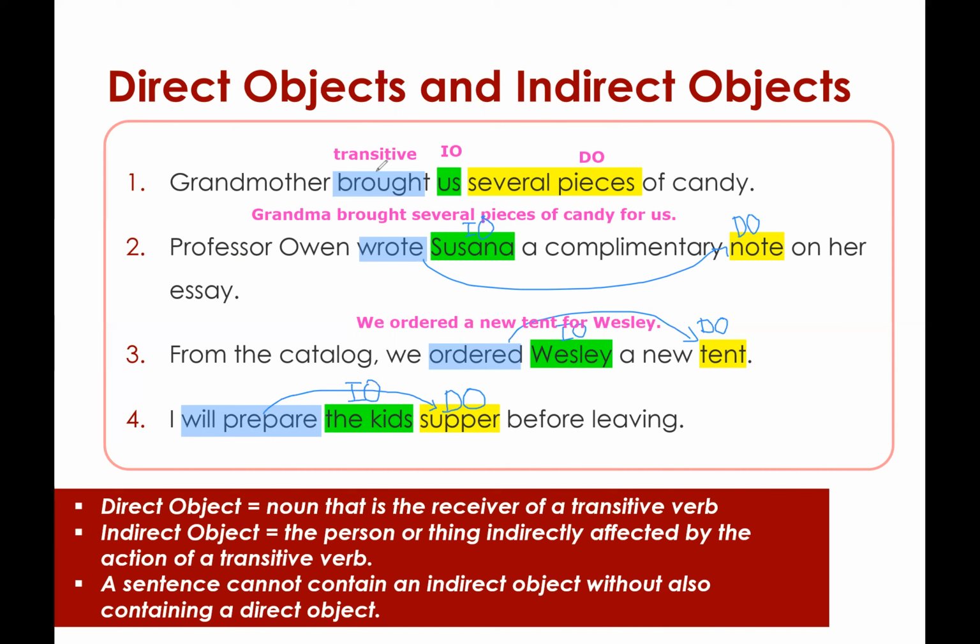So I can rewrite that sentence: I will prepare supper for the kids before leaving, or before I leave, right? And that is the difference between our direct object and indirect object.